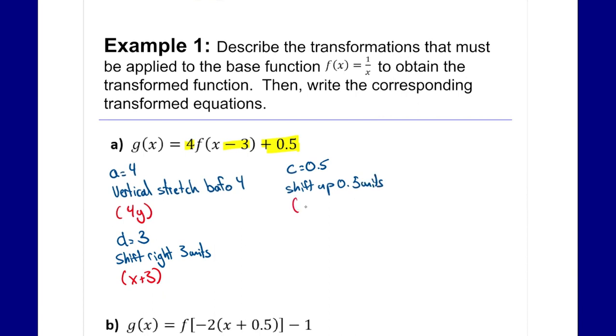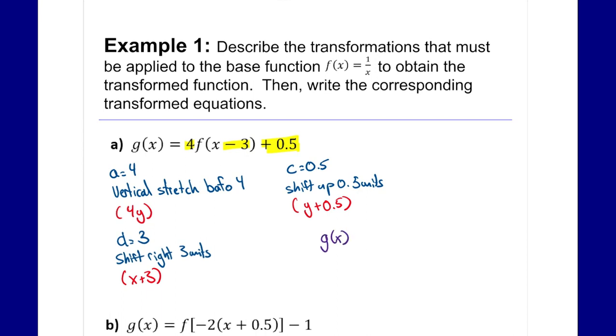And what's happening to our values? Well, our Y values are being added or increased by 0.5. Now, we want to write out the transformed function. In red, we have all the transformations that are happening and what specific values or variables they're applying to, right? Our Y or our X. So I'm going to write out my transformed function.